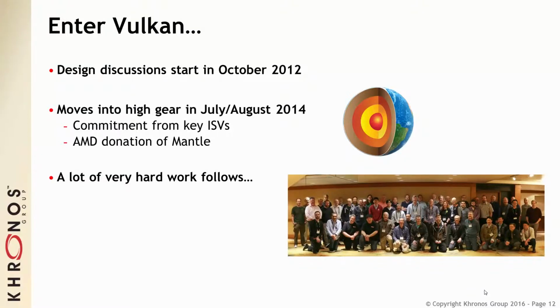And then the biggest boost we got was when they donated the IP in Mantle, our proprietary low-level API, for us to use as a starting point. Committee processes are not really good at coming up with stuff from scratch. They kind of need to start with an artifact that is okay, and they're very good at making it better. Ensues a whole bunch of work.